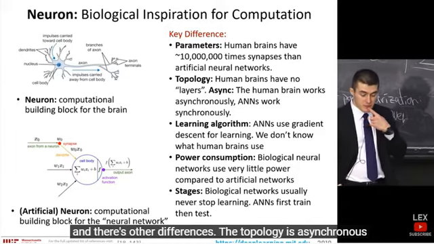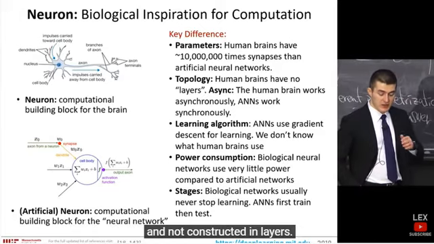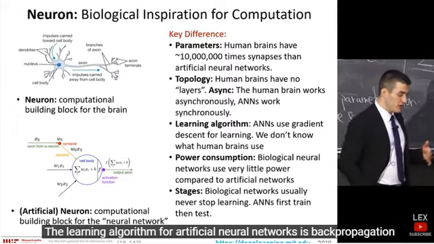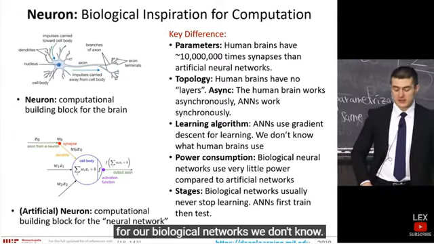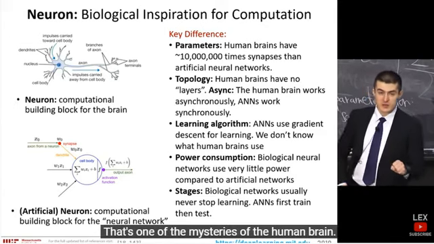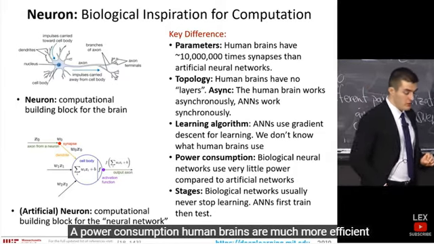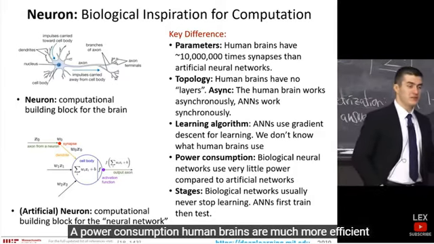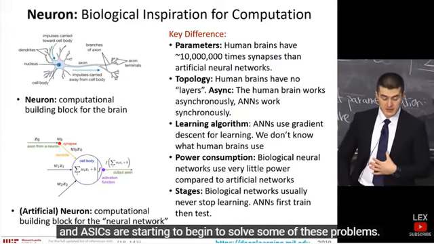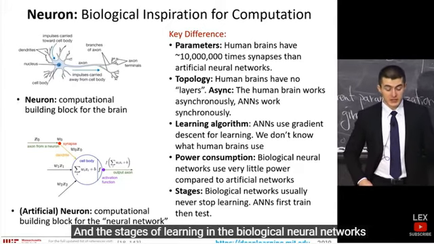The topology is asynchronous and not constructed in layers. The learning algorithm for artificial neural networks is backpropagation. For our biological networks, we don't know. That's one of the mysteries of the human brain. There's ideas, but we really don't know. The power consumption, human brains are much more efficient than neural networks. That's one of the problems that we're trying to solve, and ASICs are starting to begin to solve some of these problems.